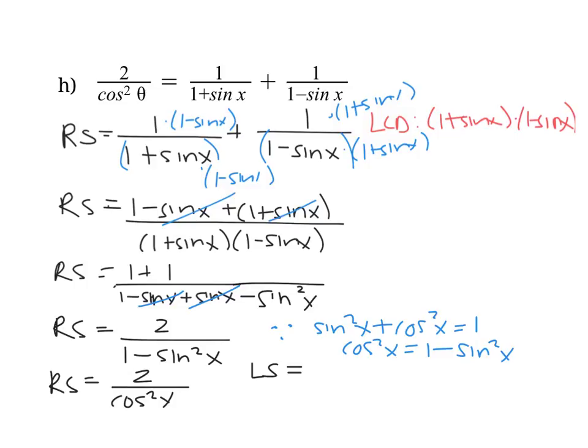You know what I realized? That this original question should have had an x here. So let's just change this. That was theta, and this should be x. Okay, so our left side is equal to 2 over cos squared x. And I have proven that left side is equal to right side, so we are done.